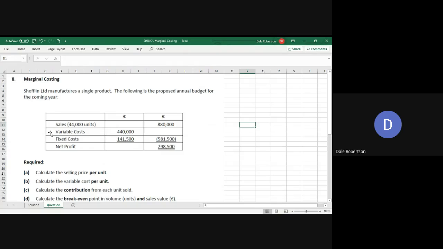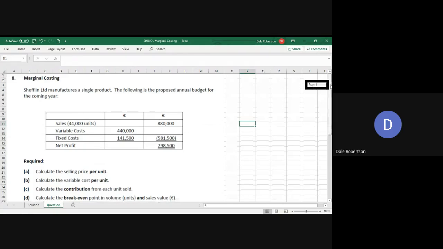Whereas the 141,500 here, the fixed costs, those are costs you have to pay irrespective of how much production you achieve. So it doesn't matter whether you make 40,000 caps or whether you make 4,000 caps, you're still going to have to pay your rent, you're still going to have to pay your insurance, you're still going to have to pay your rates. These would all be considered fixed costs, and they are a fixed amount regardless of production levels. You take away both of those costs anyway to get your net profit of 298,500. I'm going to explain a little bit more about that when we get into the answer.